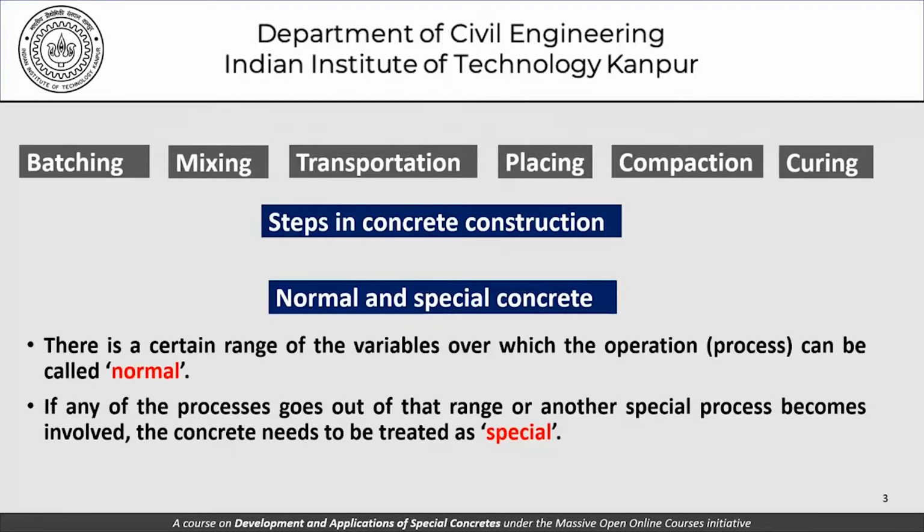Now let me start the discussion by just reiterating that the concrete construction process consists of batching, mixing, transportation, placing, compaction and curing, and there are different processes involved. All these processes have certain ranges, and within that range concrete can be called normal, or the concreting operation is normal. And if one of these processes goes out of that normal range, the others have to be adjusted accordingly, and then the whole thing has to be treated as a special process.